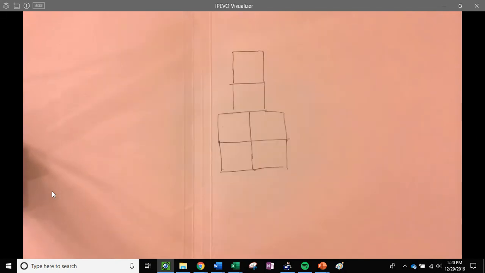So I will apologize ahead of time for how wonky my blocks look. We all have skills and we all have weaknesses, and maybe drawing is one of my weaknesses along with spelling, which you should already know.